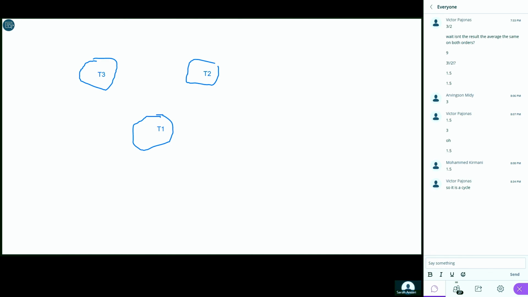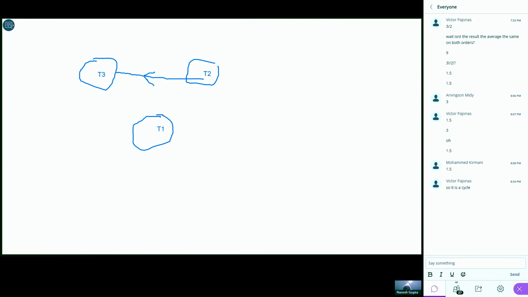Then T3. R3. That's also just reading it. Nothing. Reading doesn't interfere with reading. Keep on going. W1B. Well, oh, we have W3A. So that means 2 must come before 3. 2 must come before 3. Keep on going. Okay. So what we have? 2 must come before 3.